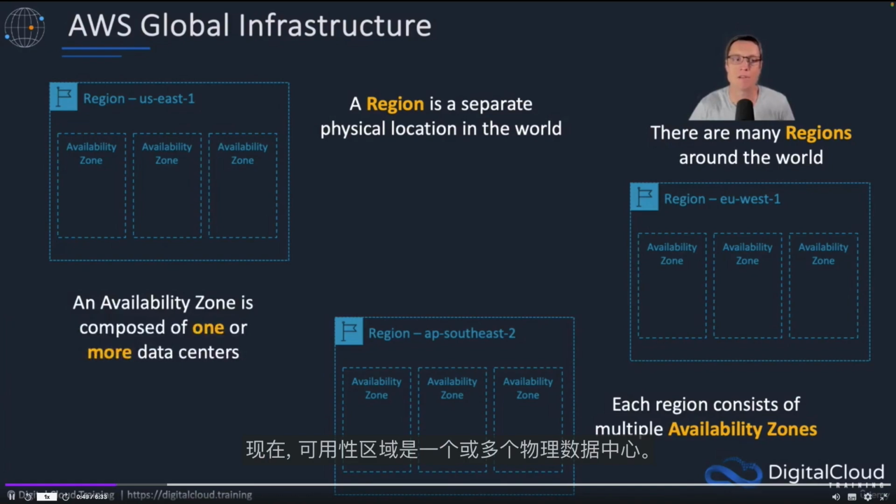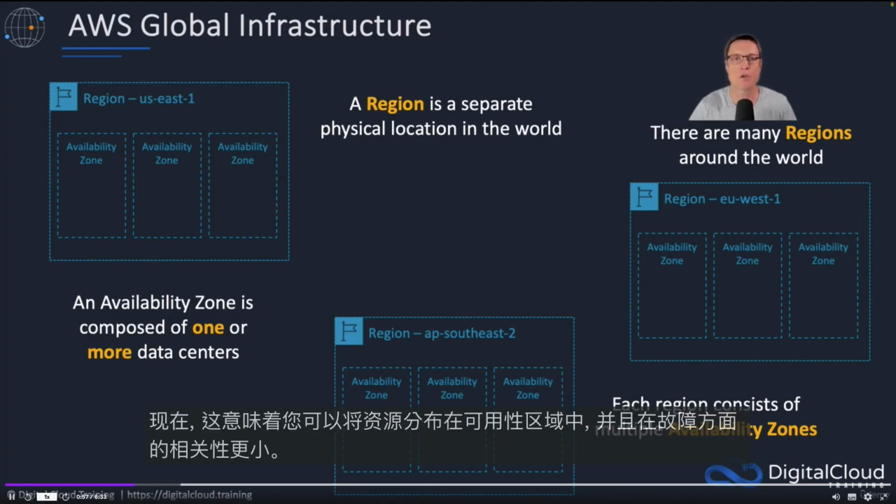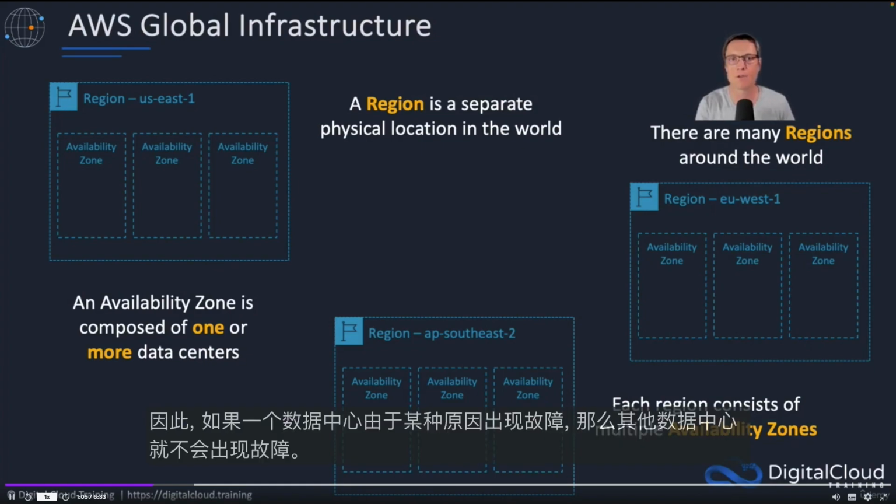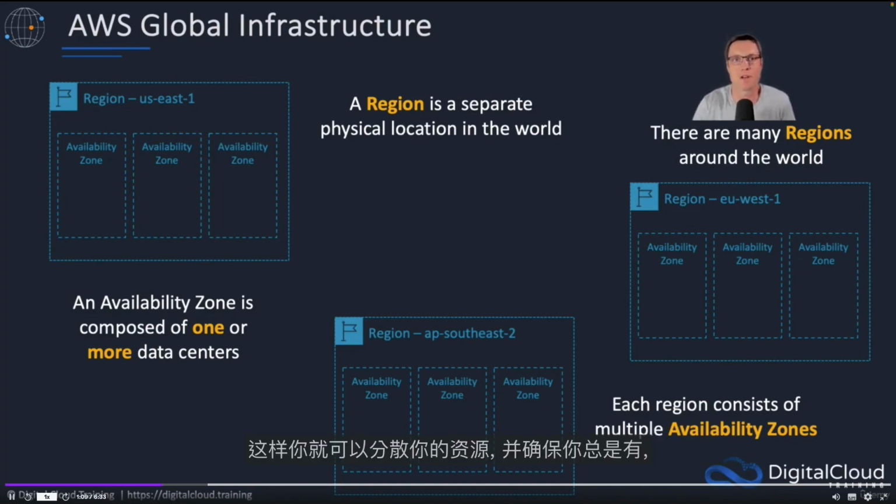Now, an availability zone is one or more physical data centers. So just consider it to be a separate data center. Now, that means that you can spread your resources across availability zones, and there's less correlation in terms of failure. So if one data center fails for some reason, then the other one shouldn't. So you can spread your resources and make sure that you always have your applications running when you need them.